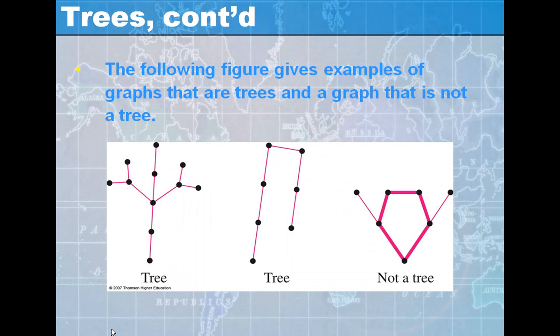So this is a tree, no circuits, and it's connected. This is a tree, no circuits, and it's connected. But this is not a tree because we have this dark part that is a circuit.